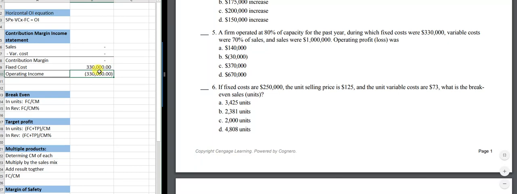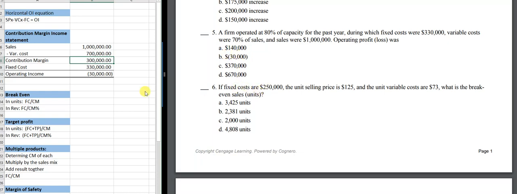Some of these other ones did, but "can't do it" wasn't an option. So I've got fixed costs of $330,000. I've got sales of $1 million. Variable costs are 70% of sales. So operating profit or loss is B, a $30,000 loss.